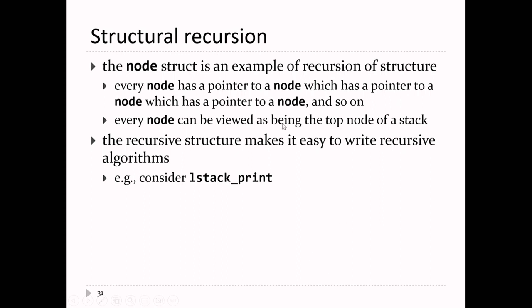Okay, so if you were in the 124 lecture, our node structure is an example of a recursive structure. Well, it's a recursive structure, right? So every node has a pointer to a node. That node has a pointer to a node. That node has a pointer to a node, and so on and so on.